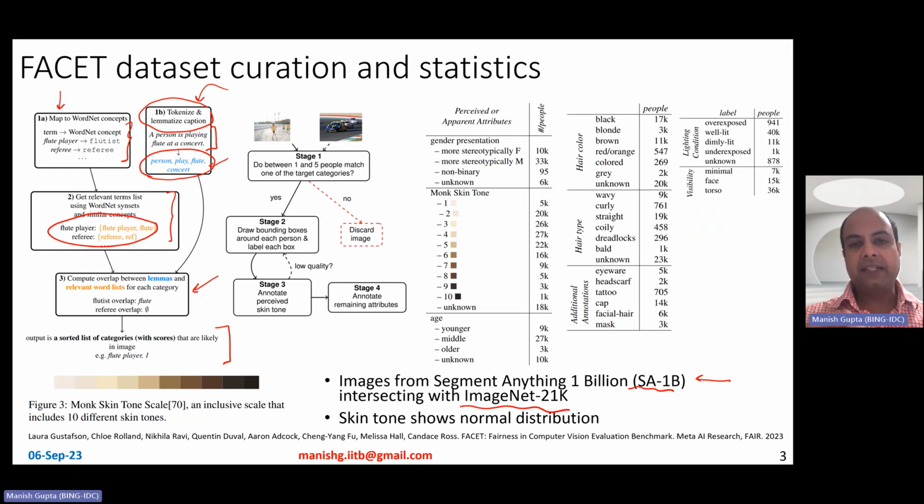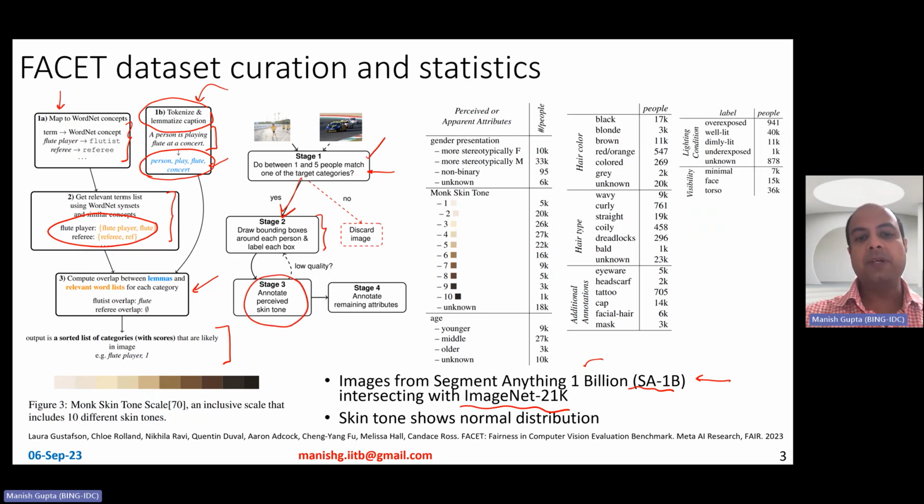Now, the way the data set is created in general is to have four different stages of dataset creation. In the first stage, they found those images from this Segment Anything 1 billion benchmark dataset which contain between 1 to 5 people. More than 5 people, they ignore those images. Of course, there should be people, and then those people should match one of the 52 categories. If they match one of the 52 categories, then manual annotators are asked to draw bounding boxes around each person and label each box with the category it belongs to.